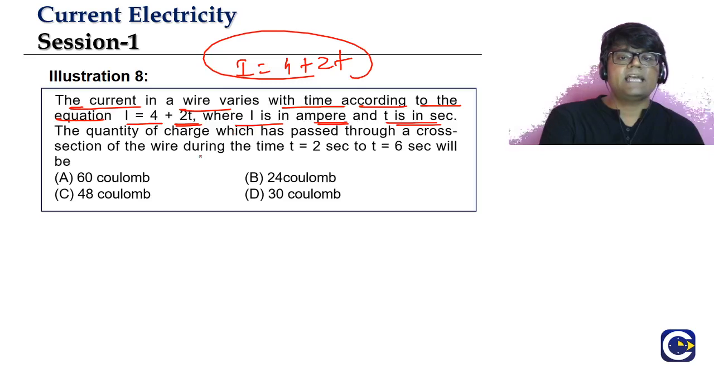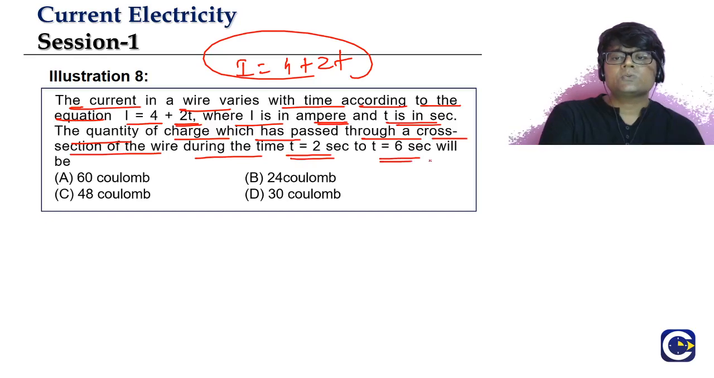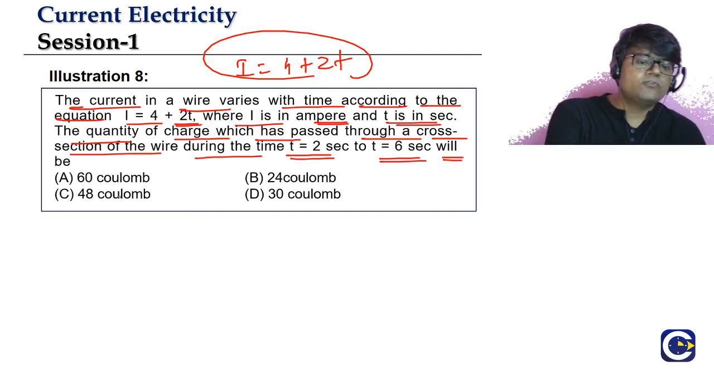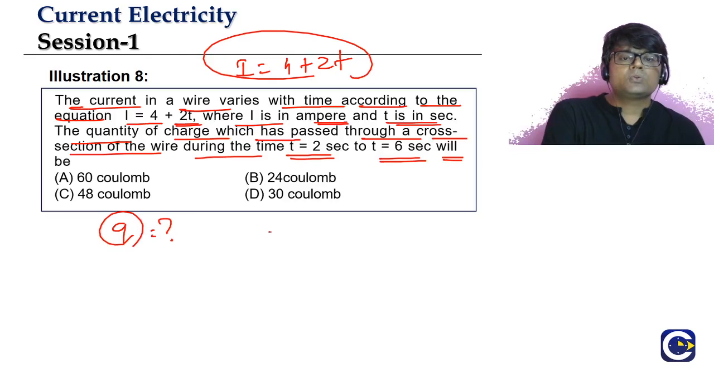I is in what, guys? Amperes, and t is in what? Seconds. The quantity of charge which has passed through the cross section of the wire during the time t equal to 2 seconds to t equal to 6 seconds. So we need to find how much charge is flowing through that particular cross section of the wire, from how much time, guys? 2 seconds to 6 seconds. Why I said this is a miscellaneous question: here current is what? Variable current.